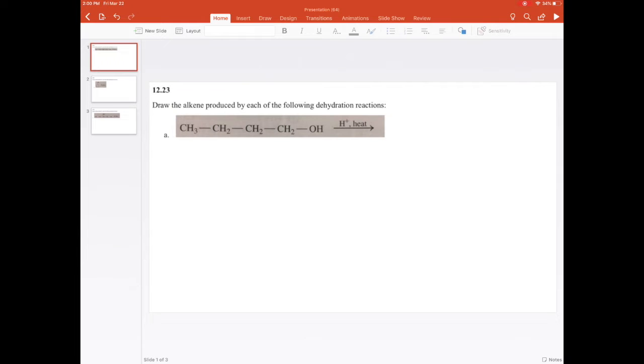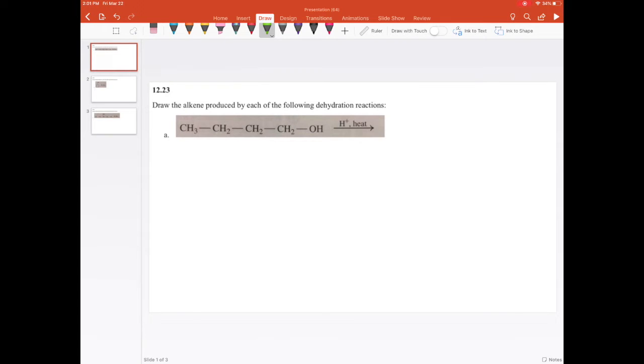So chapter 12, exercise 10, is asking you to draw the alkene produced by the different dehydration reactions. And with dehydration, you're basically going to be taking a water molecule off of an alcohol, and you'll be left with an alkene. So let's see what that looks like. I tend to think these problems are a little simpler when you draw them in the skeletal structure.